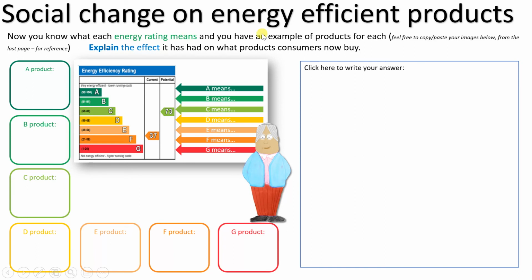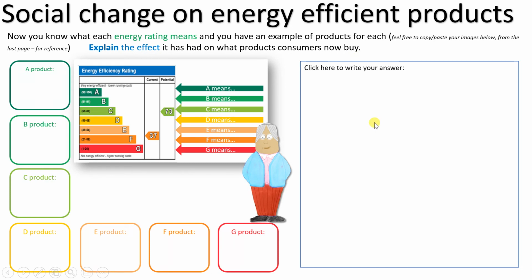Social change on energy efficient products. Now you know what each energy rating means and you have an example of products for each, you can copy and paste them from the last page onto the thumbnails here if you want to. You need to write your answer on the right. You need to explain the effect that this energy efficiency rating is on electrical goods. Explain the effect it has had on what consumers want to buy now.